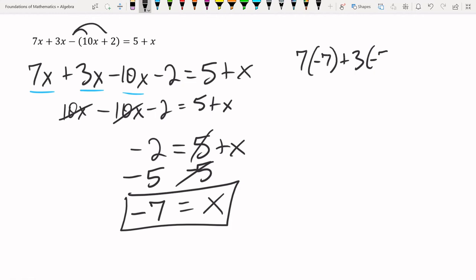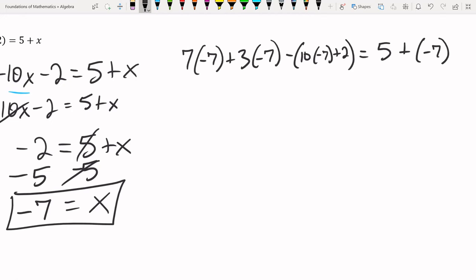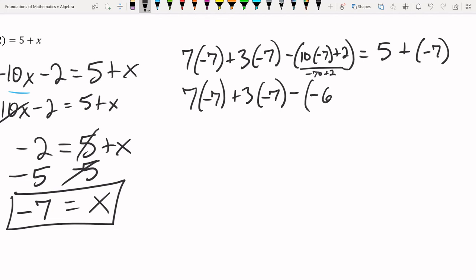Just plugging in x into all of the x terms. There's a lot of them, so equals 5x plus 2. Or 5 plus x, which is negative 7. I don't know why I said 2. Okay. So PEMDAS, always. So we're going to do the parentheses first. 7 times negative 7 plus 3 times negative 7 minus 10 times negative 7 is negative 70 plus 2. So we have negative 70 plus 2. This gives you negative 68.